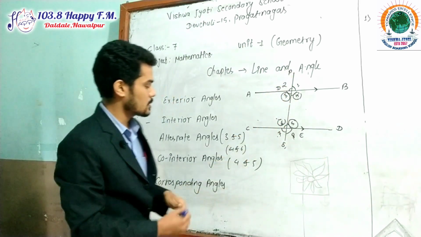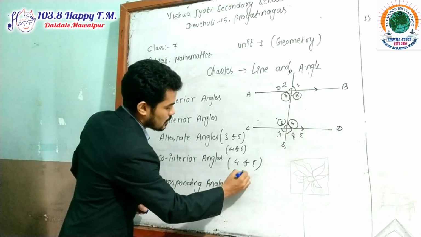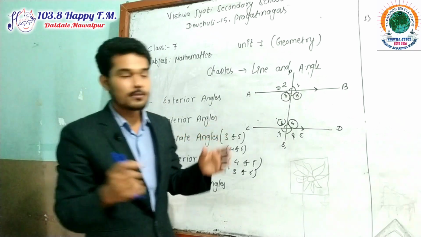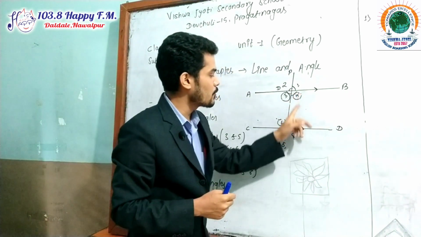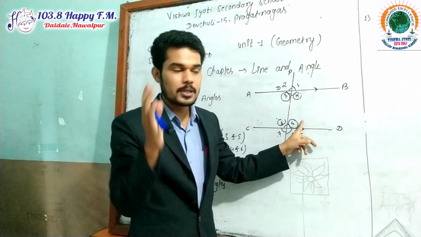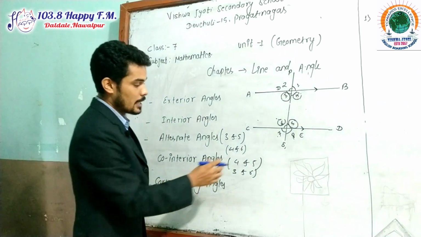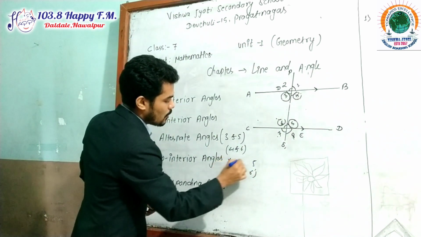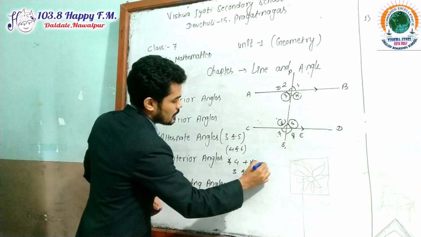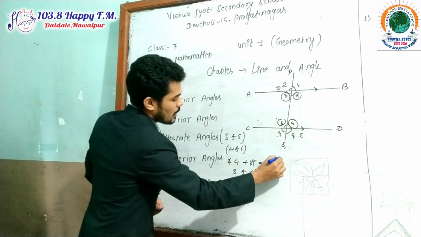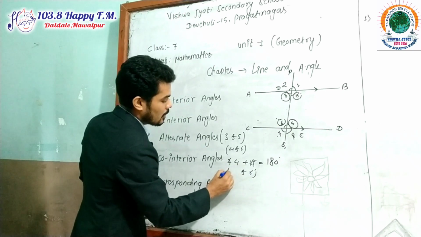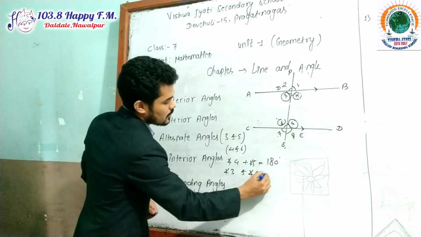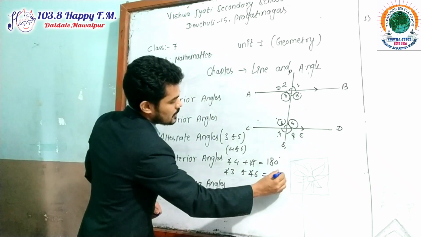So 3 and 6 are also co-interior angles, and you should know the relation of co-interior angles. The relation of co-interior angles is that the sum of co-interior angles is always 180 degrees. That is, angle number 4 plus angle number 5 will be equal to 180 degrees. Similarly, angle number 3 and angle number 6, their sum will be equal to 180 degrees.